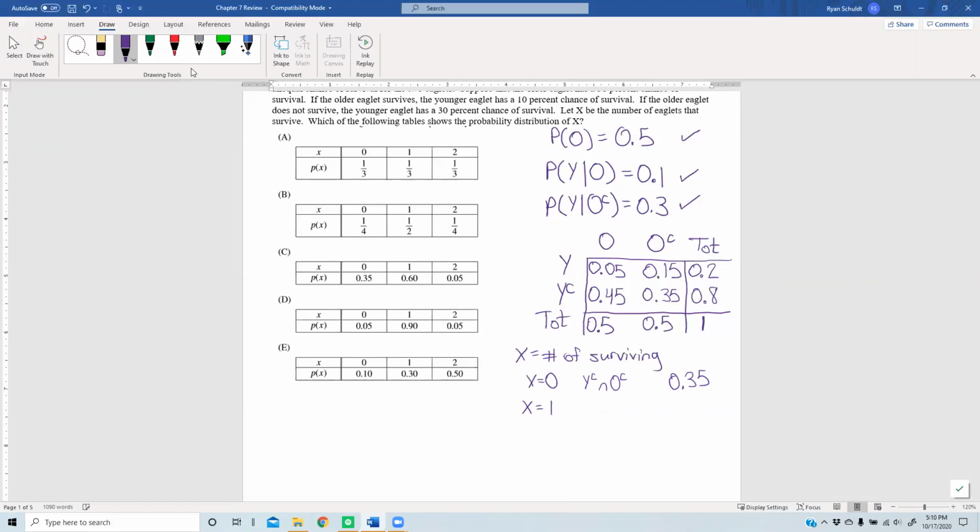X equals 1 is a probability that 1 survives. So either Y complement and O, or Y and O complement. That's going to be these two right here.